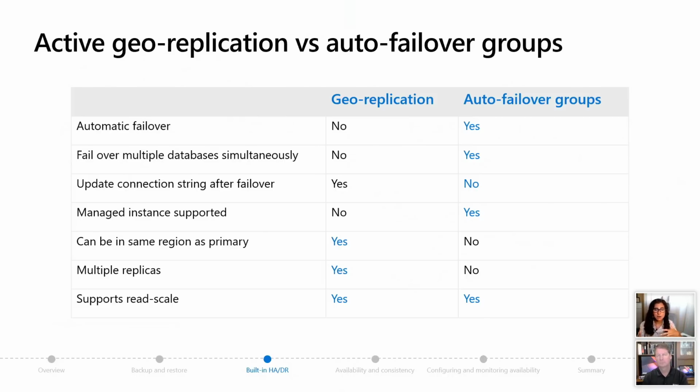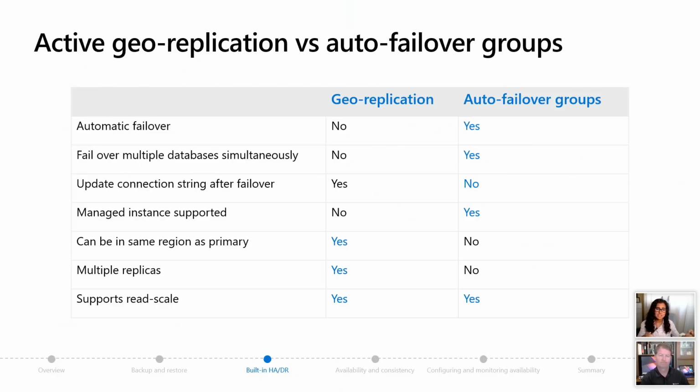And in addition to that, with geo replication, you actually need to update those connection strings after the failover occurs. Additionally, geo replication isn't available in managed instance today. So if you're running in managed instance, really your only option is to use auto failover groups.